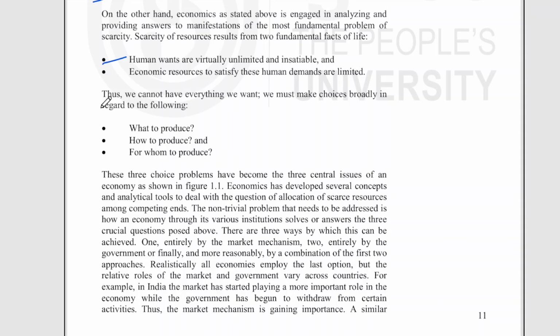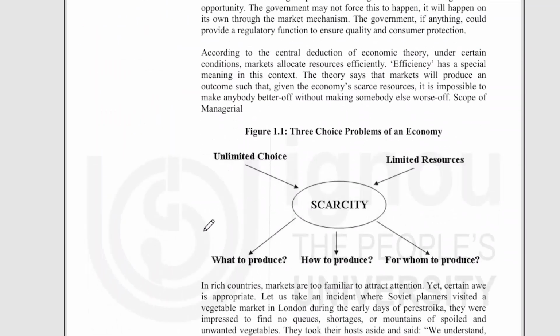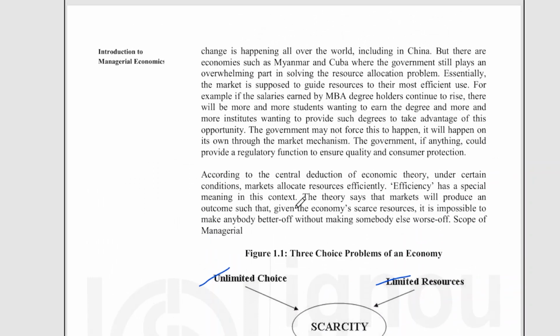Thus we cannot have everything we want, and we make choices broadly in regard to the following: what to produce, how to produce, and for whom to produce. Okay, these are the three questions here. And these three choice problems have become the three central issues of an economy. So here is one figure. This is scarcity, three choices: unlimited wants, limited resources, what to produce, how to produce, and for whom to produce. Okay, so these are the main choice problems of the economy.